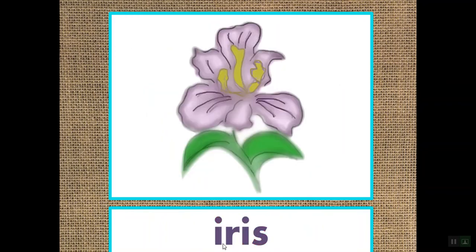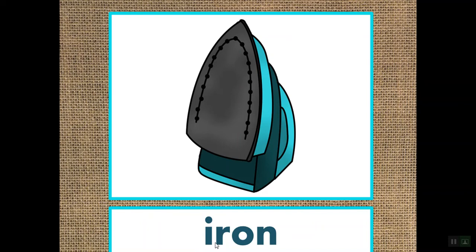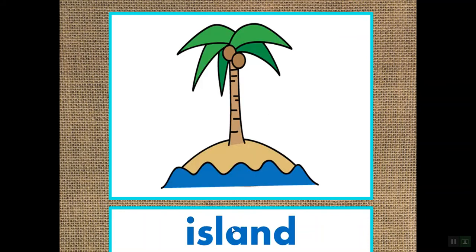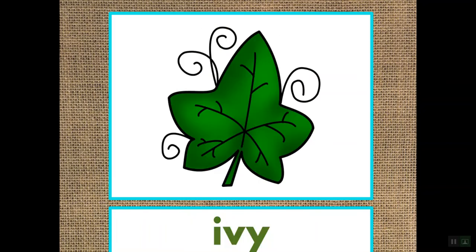This word is going to be one of those long I words, so we'll hear I saying its name. Say iris. Good. Iris, which is a type of flower. We're going to hear the long sound again. Say iron. Iron. Good. And another long I word where we hear I saying its name. Say island. Good. Island. And we also have ivy. Good. Say ivy.